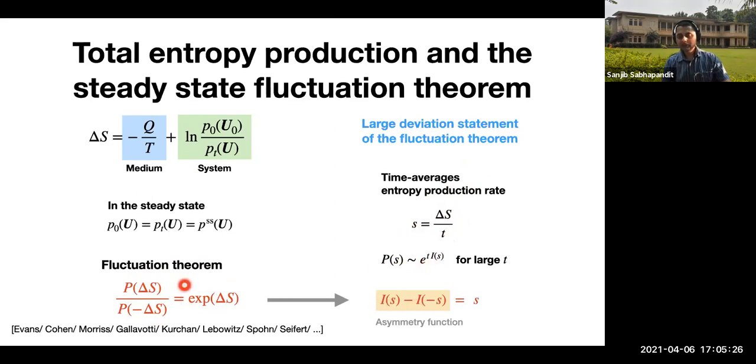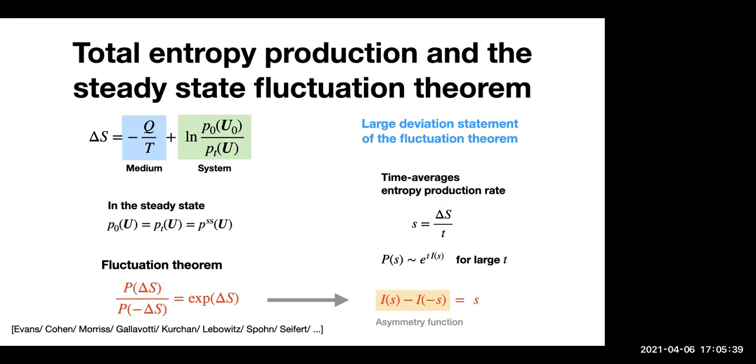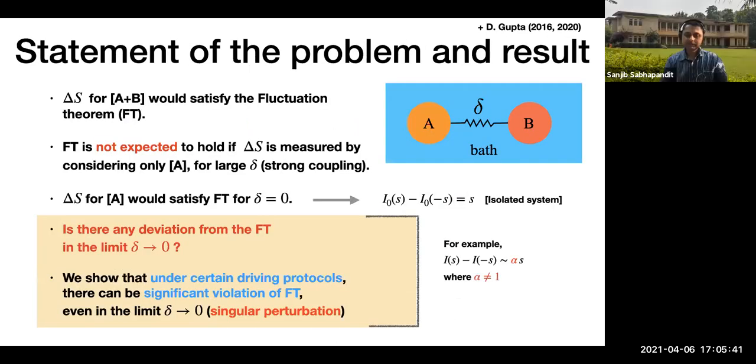So corresponding to this, this I of s satisfies this symmetry. This one basically says how asymmetric these two probability distributions are. So sometimes you refer to this as the asymmetry function. Okay. So now let me just give the statement of the problem.